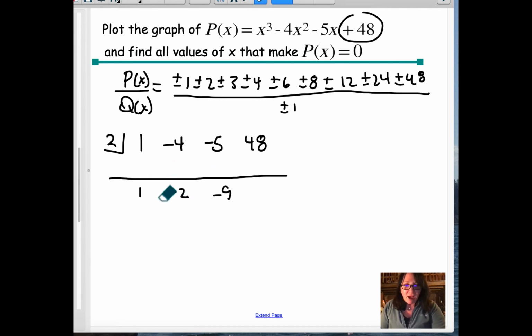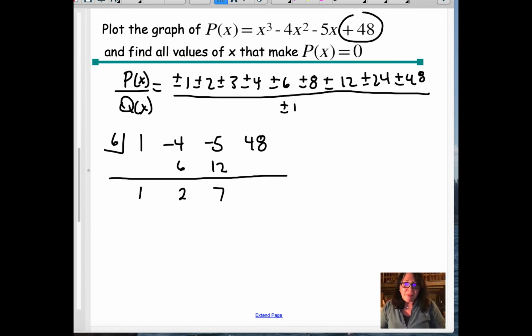Let's try a higher number, such as 6. So if I were to multiply 6, add down, multiply across, add down, I get 2. Multiply across, I get 12. I get 7. 7 times 6 is 42, not 48.